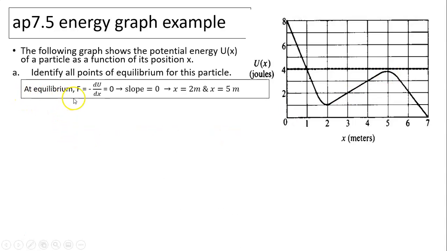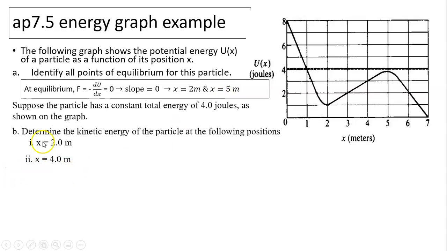So again, at equilibrium, force equals 0, and force is negative dU/dx. That means force equals negative slope, so slope equals 0. The 2 points with slope equals to 0, again, are x equals 2 meters and x equals 5 meters.